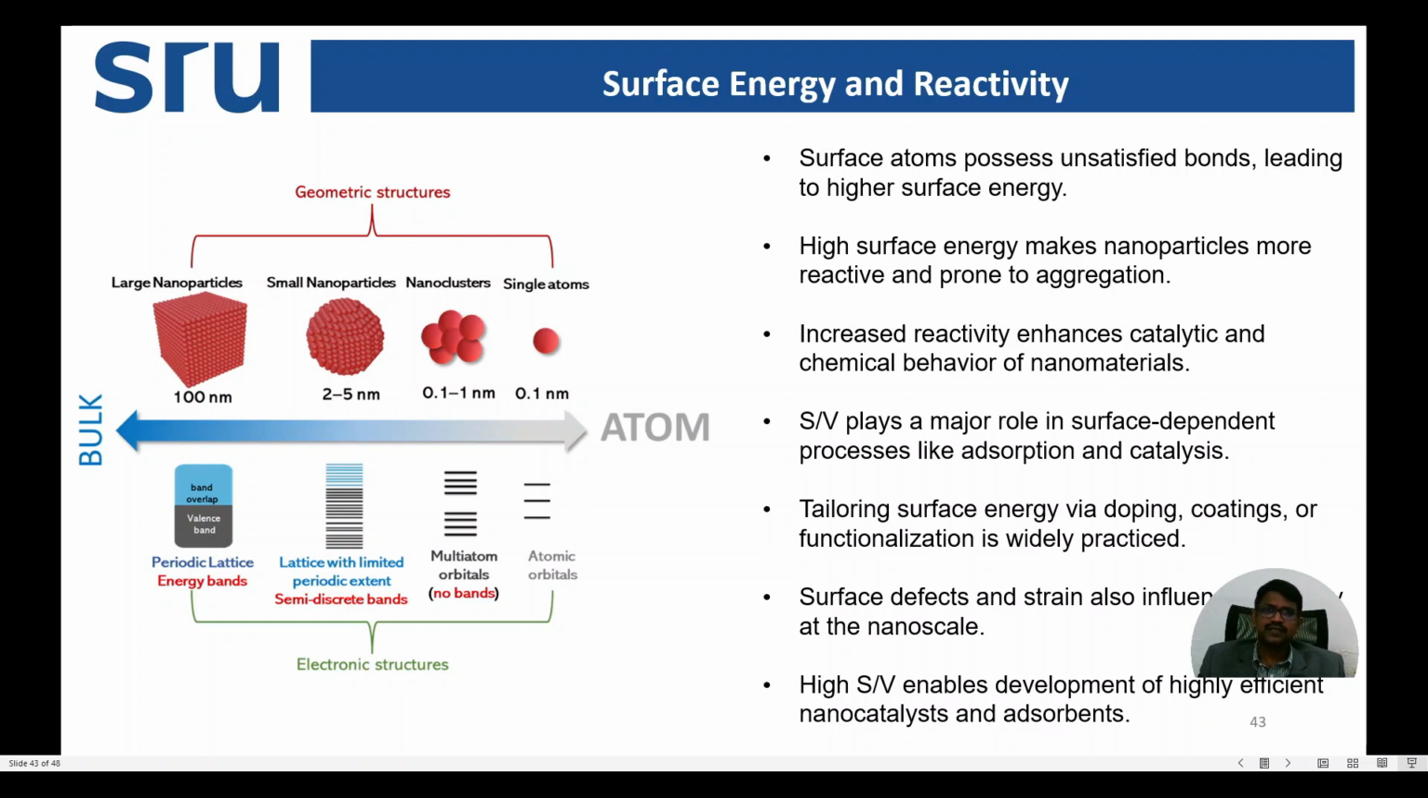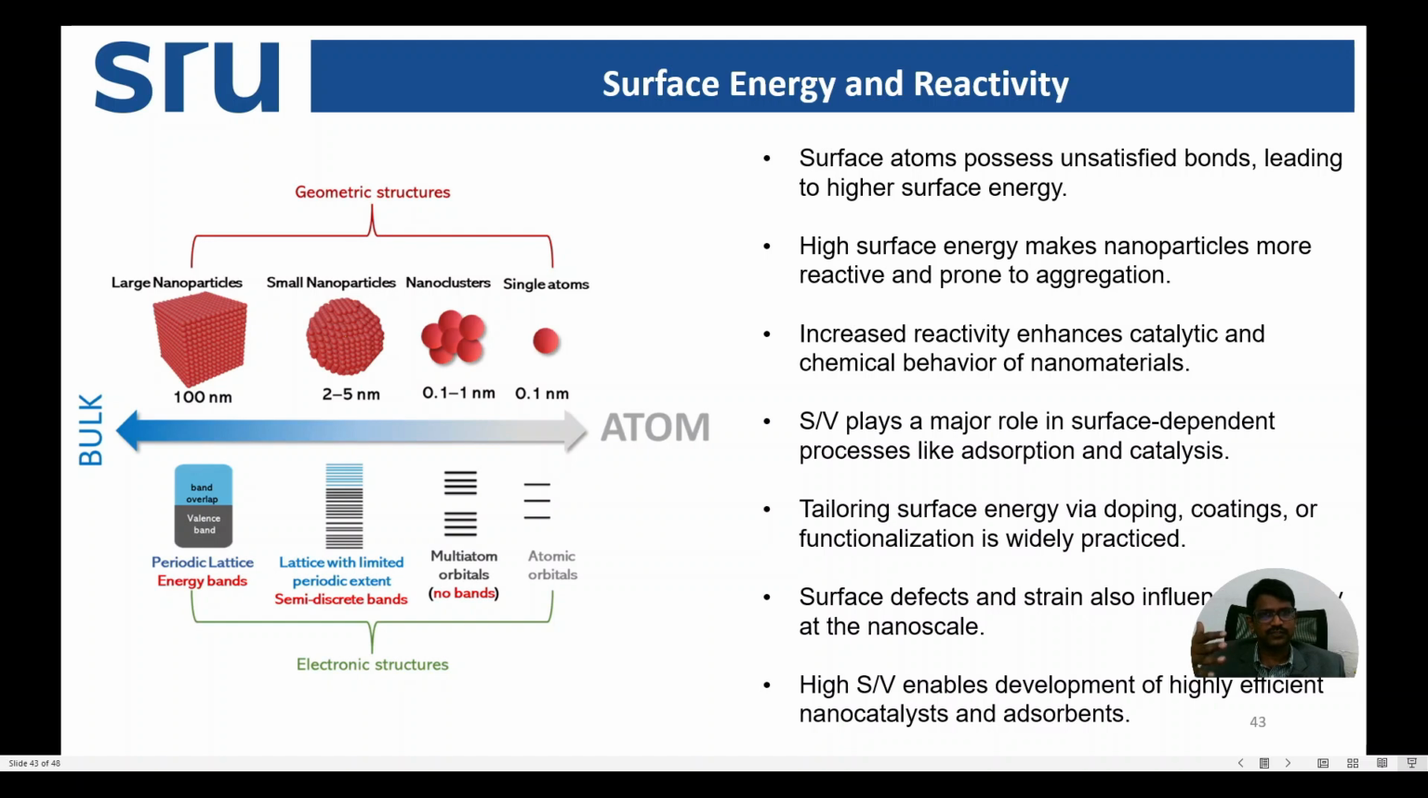In bulk materials, the available surface is less. So at the bulk stage, the surface to volume ratio is less. Because of the less surface to volume ratio, obviously the surface energy will be less. That's why very few atoms will participate in reactions in case of bulk materials. But in nanomaterials, what is happening? Obviously, because of the small particle size, the surface to volume ratio is increasing.